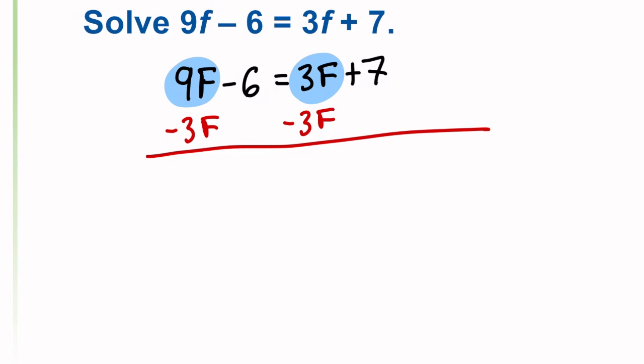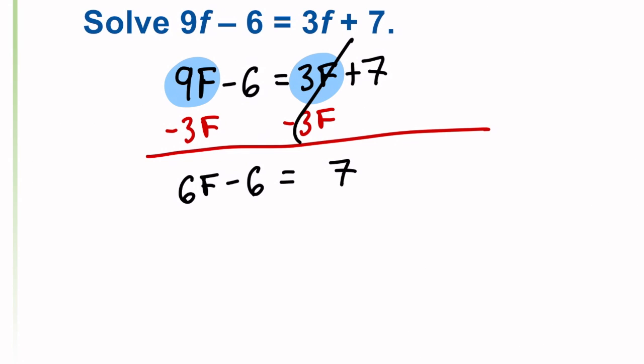So the 3f's are going to cancel out because you get a 0. But let's start on the left side. 9f minus 3f is 6f. Bring down the minus and the 6. Bring down the equal sign. Like I said, these will cross out, and then we have the 7. We don't need the plus sign because it's positive. If it was a negative, you would have to bring it down.